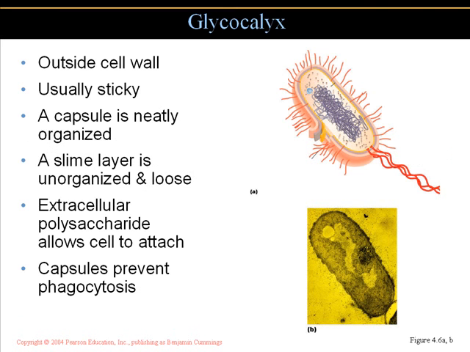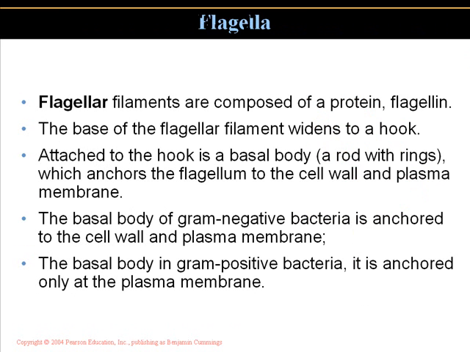Outside the cell wall is where the glycocalyx will be present. It's usually sticky. The capsule is neatly organized, while a slime layer is unorganized and loose. Extracellular polysaccharide allows the cell to attach. The capsule prevents phagocytosis, which is an important mechanism in the human body to engulf foreign invaders such as bacteria and to rid them from the body. As you can see, capsules are typically resistant to the process of phagocytosis.